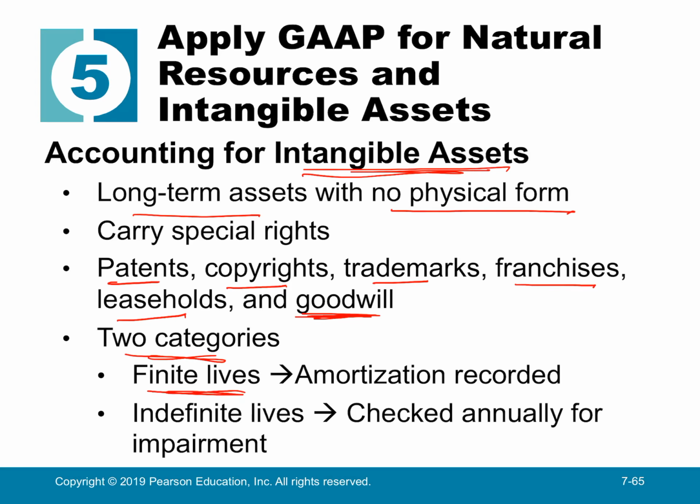Ones that have finite lives, meaning we know what the life of it is. A patent is a good example because a patent usually has a legal time period, like you have this patent for 20 years. Then we do amortization. But there's some assets that have indefinite lives, right? Think of a copyright or a trademark. What is the life of the trademark Google? Pretty much forever. So those types of assets, we're gonna check annually for any impairment, and we'll only write them down if there's an impairment charge.